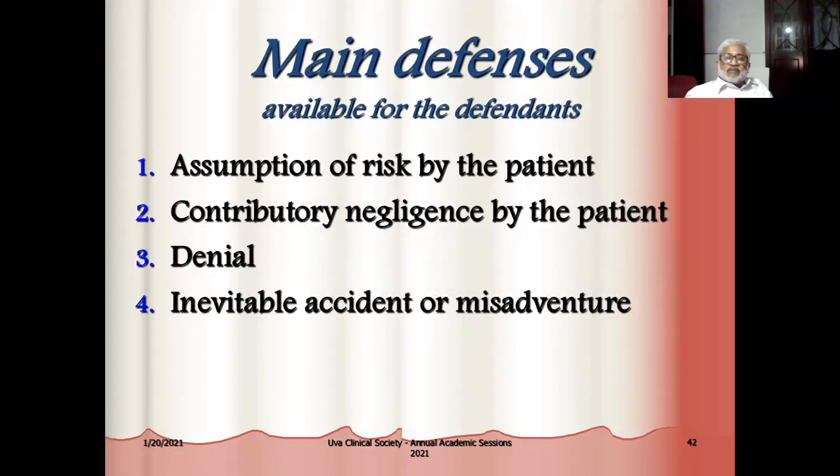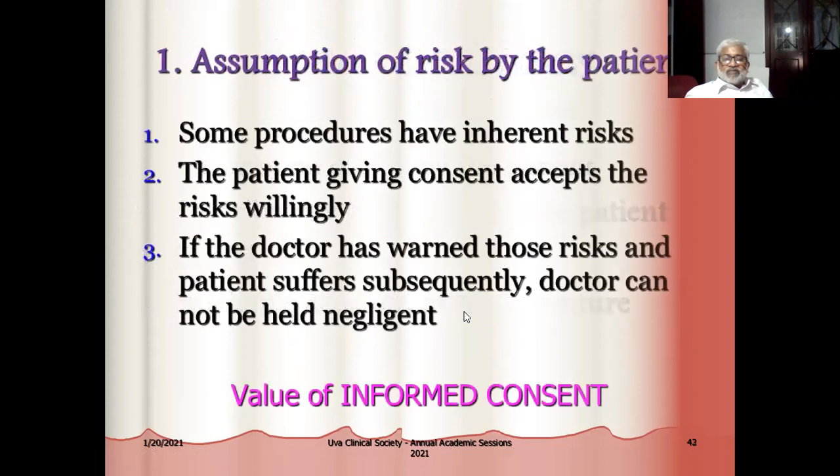In a negligence case, a doctor can have defenses. The main available defenses are assumption of risk by the patient, contributory negligence by the patient, denial, inevitable accident, or misadventure. Assumption of risk by the patient means some procedures have inherent risks. The patient giving consent accepts the risk willingly. If the doctor has warned of those risks and the patient suffers subsequently, the doctor cannot be held negligent. This is where the value of informed consent comes in.